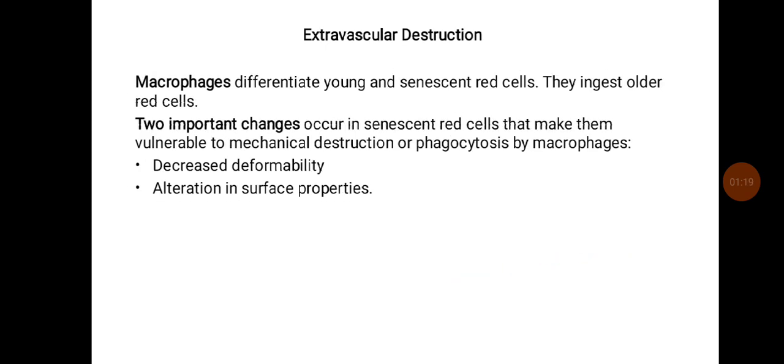Extravascular destruction, where the macrophages differentiate young and senescent red cells and they ingest older red cells. The two important changes that occur in senescent red cells that make them vulnerable to mechanical destruction or phagocytosis by macrophages are decreased deformability and alteration in surface properties.